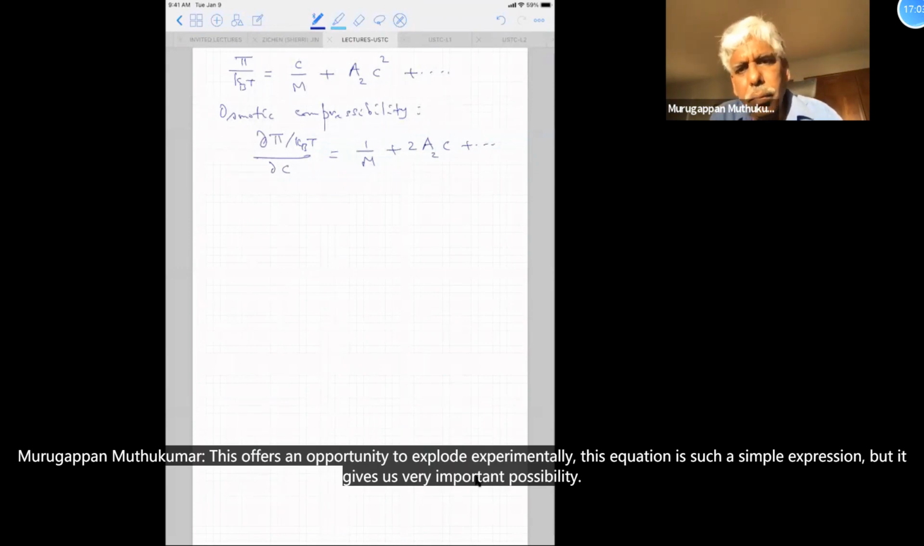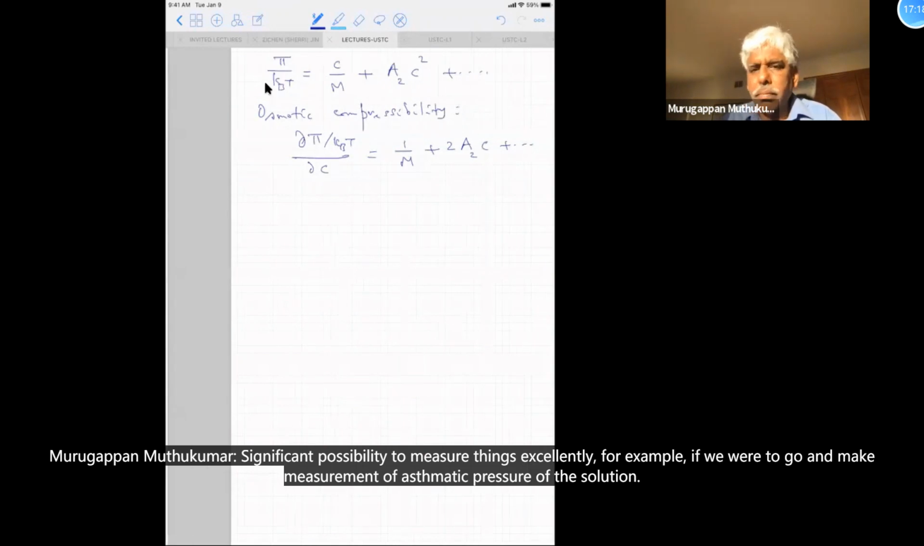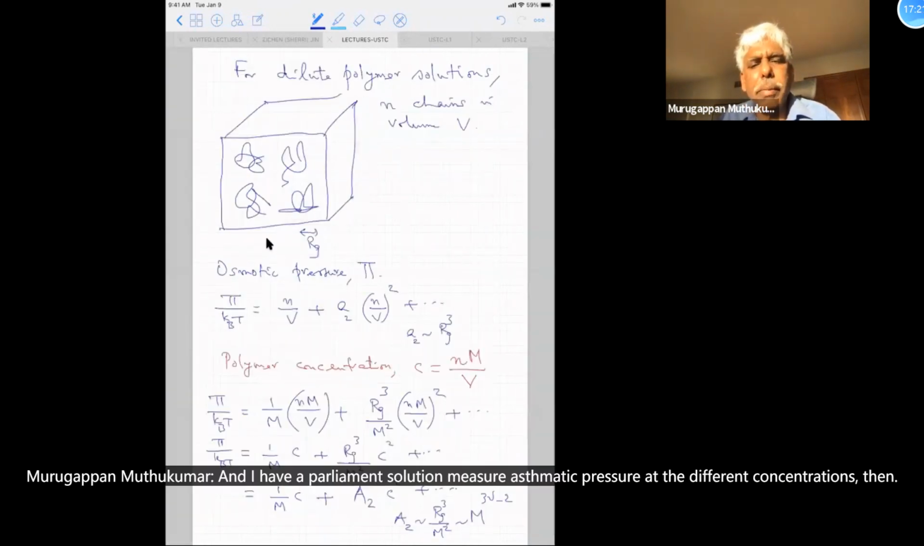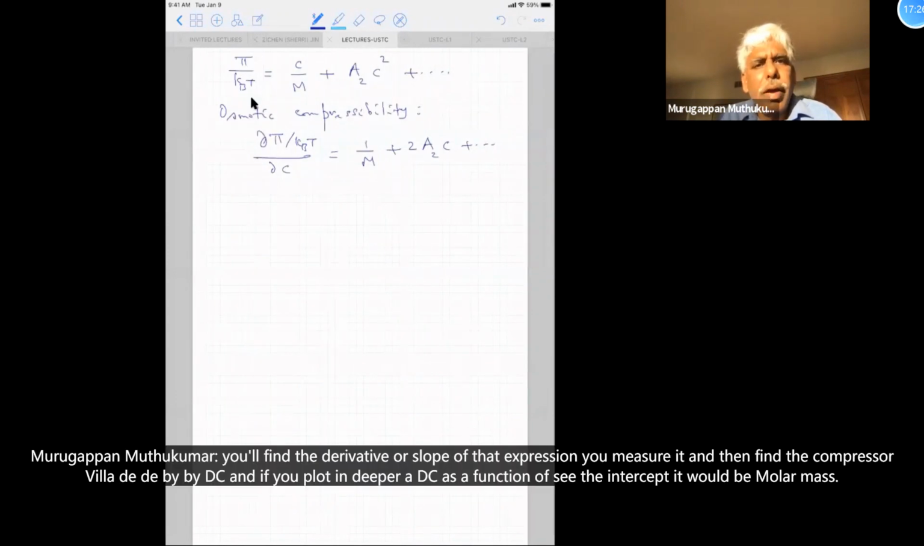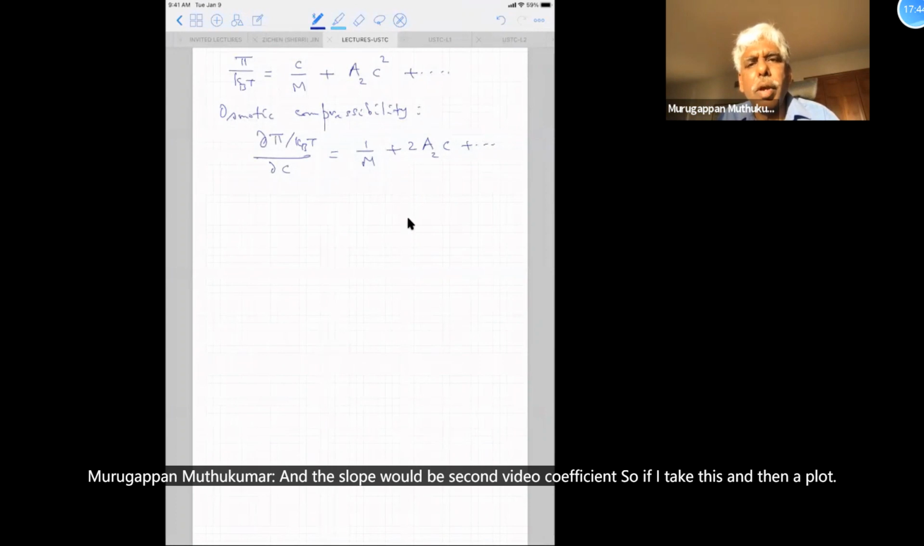This equation is such a simple expression, but it gives us a very important possibility to measure things experimentally. For example, if I have a polymer solution, I measure osmotic pressure at different concentrations, then find the derivative or slope, and get the compressibility, dπ/dc. If you plot dπ/dc as a function of c, the intercept would be the molar mass, and the slope would be the second virial coefficient.